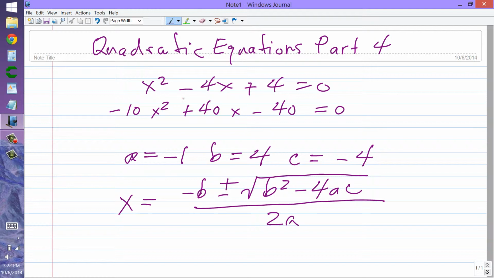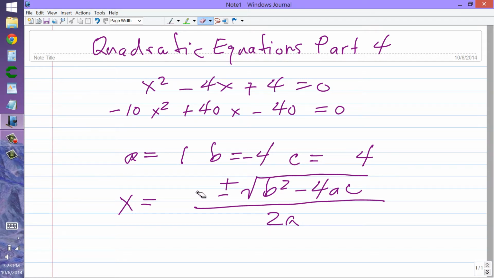Then we get x squared minus 4x plus 4 equals 0. In that case, then a becomes minus 1. Pardon me, a becomes 1. b becomes minus 4, and c becomes simply 4. Now let's plug that into this equation and see what we get.